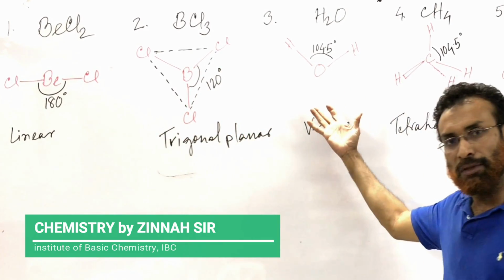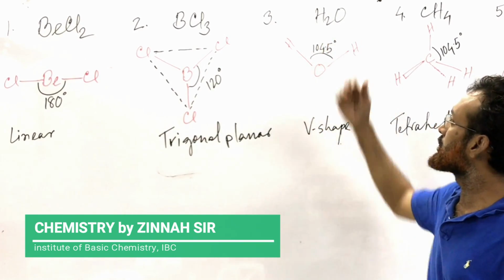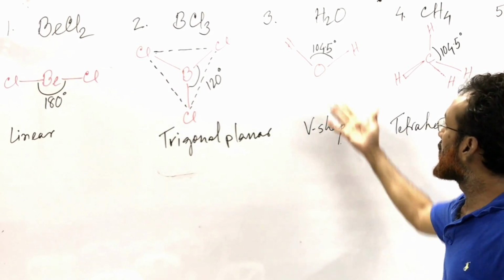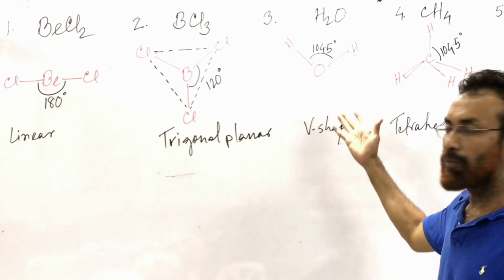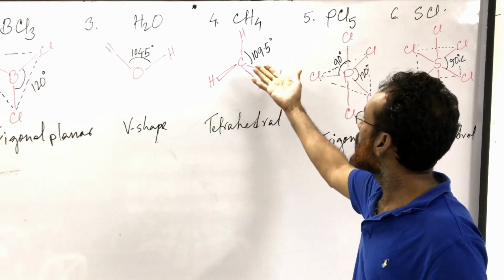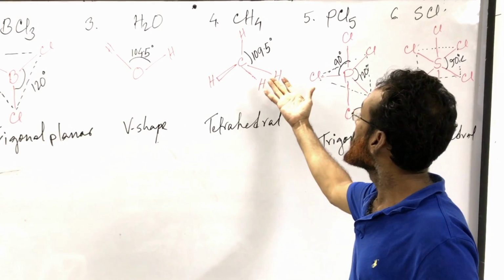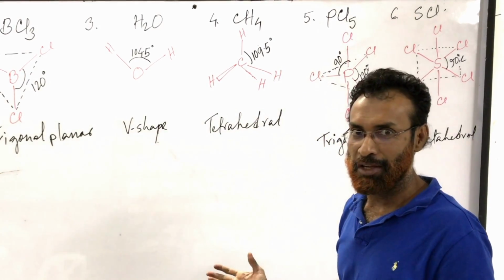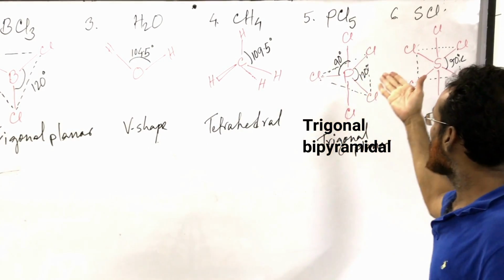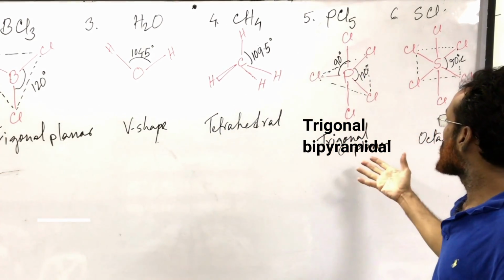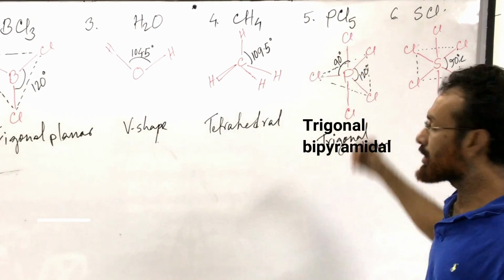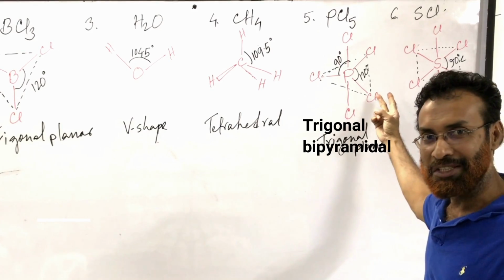And here you get water, very common water. We write it as H2O, but its shape is bent or V shape, with bond angle 104.5. Here you get methane. Methane gets tetrahedral shape with bond angle 109.5, and at the center you see the carbon atom. PCl5, phosphorus pentachloride, with phosphorus in the middle, we get two different angles. One is 90 degrees, another is 120 degrees.